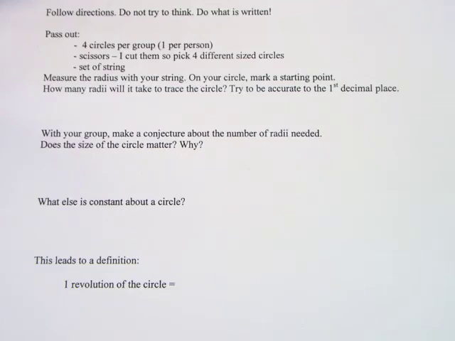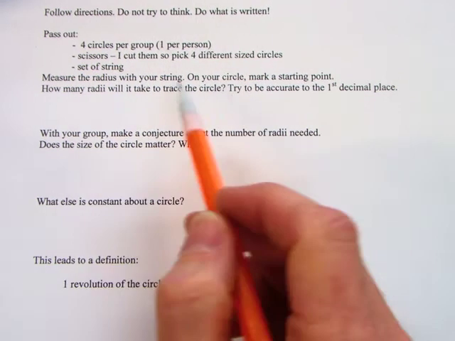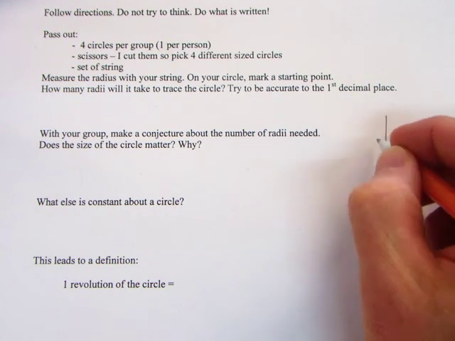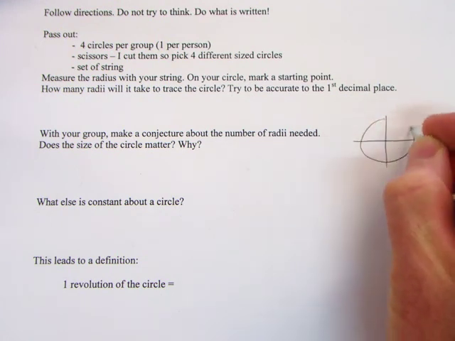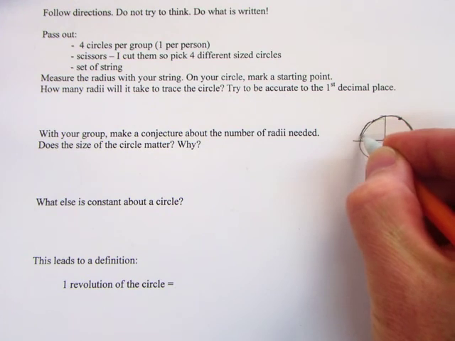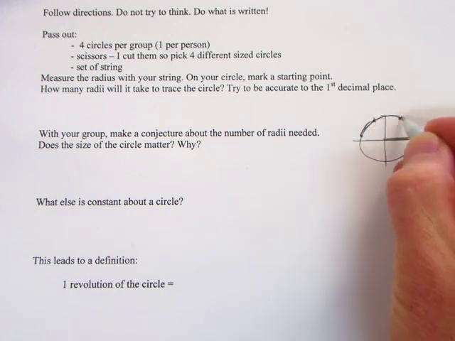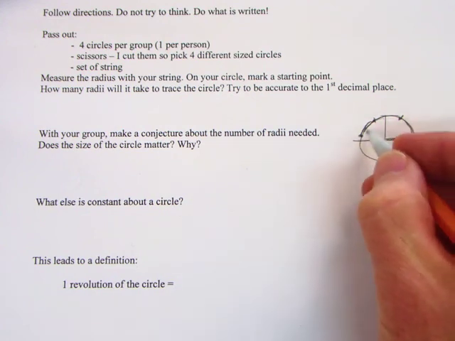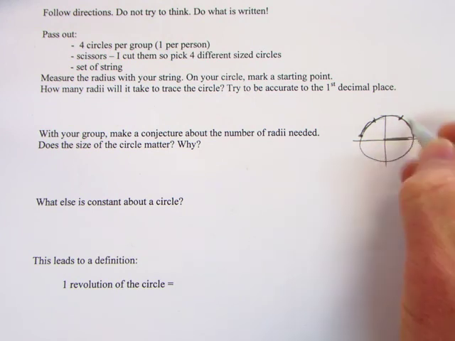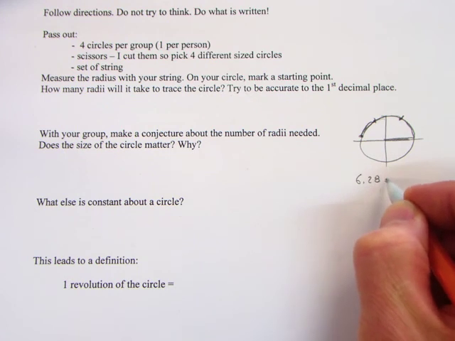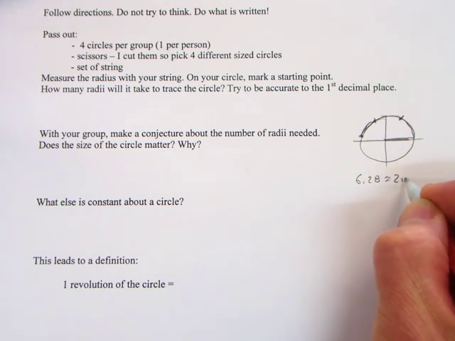Recall before we finished up second semester, we did this activity. We looked at the circle, we measured the radius, we mapped that radius onto the circle, and then we marked those down. And remember, we had a test to see, is this correct? Well, how many of these radii fit on the whole circle? We had about 6.28, which we said is approximately equal to our 2 pi.